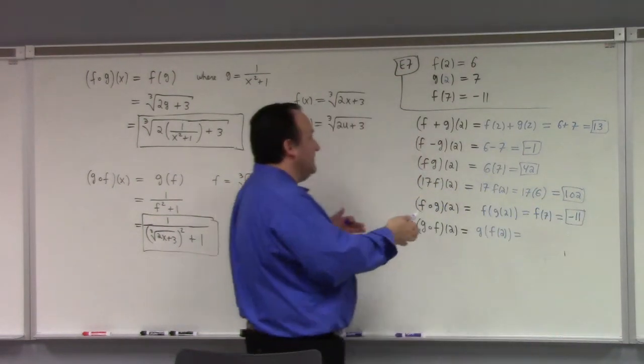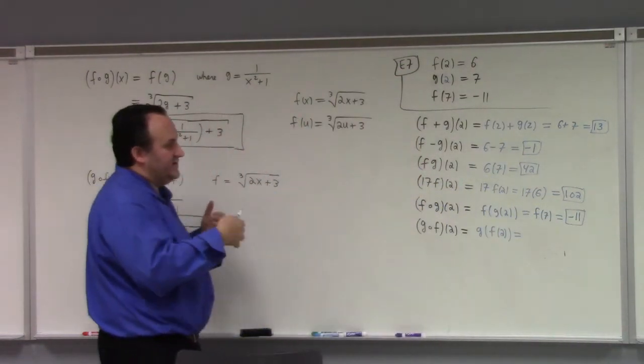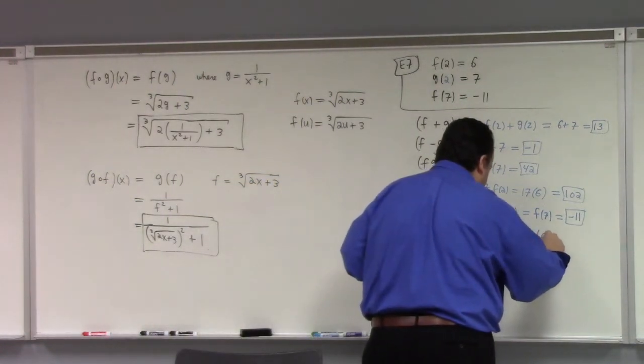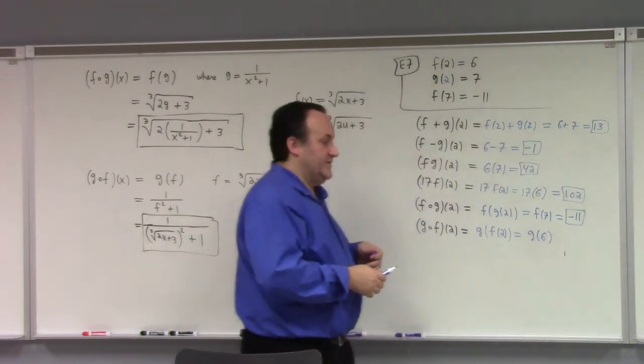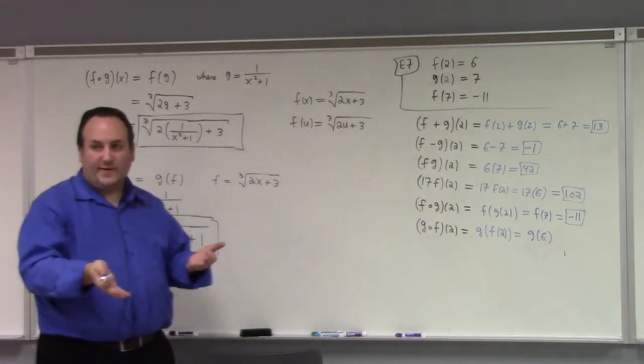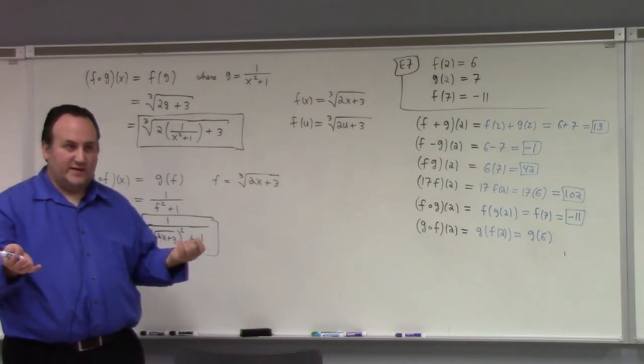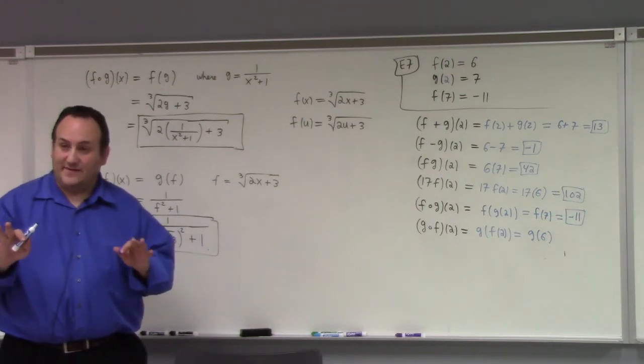But f of g of f of 2 is g of what? G of 6, right? So to answer that question, we don't have enough information right now. As it stands, you'd have to be like, no, you can't ask me that. You haven't told me enough. There's different ways we could add that information, right?